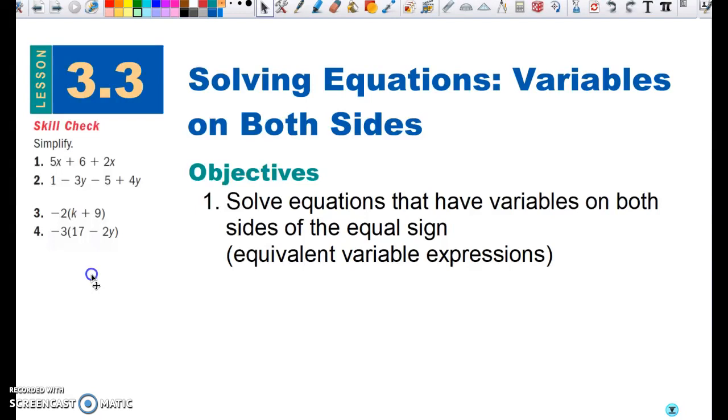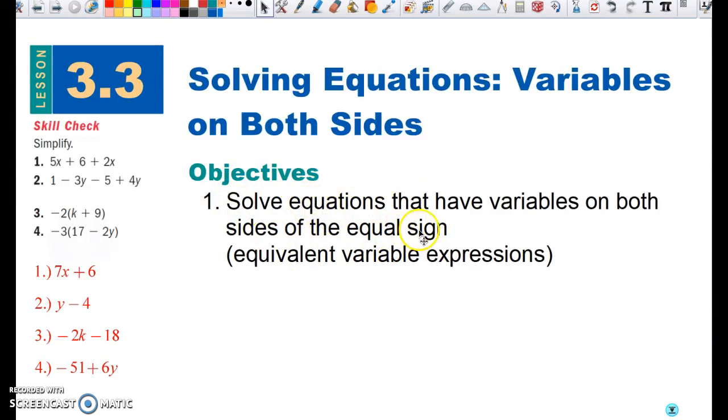Okay, let's check your work now. Combine like terms, 5x and 2x, they have identical variable parts, x to the first, x to the first. Combine the 4y and the negative 3y to get 1y, and 1 that's positive and negative 5 make a negative 4. Distribute the negative 2 to the positive k and the positive 9, you get negative 2k minus 18. Finally, negative 3 times positive 17 is negative 51, but negative 3 times negative 2 gets positive 6y.